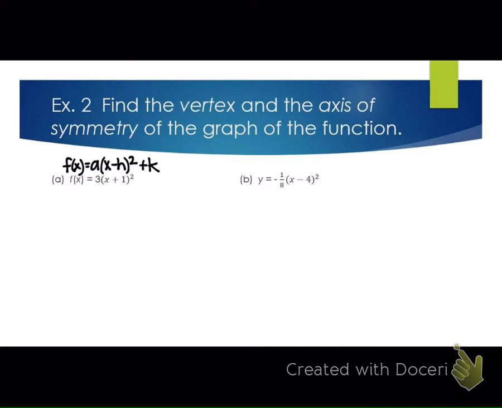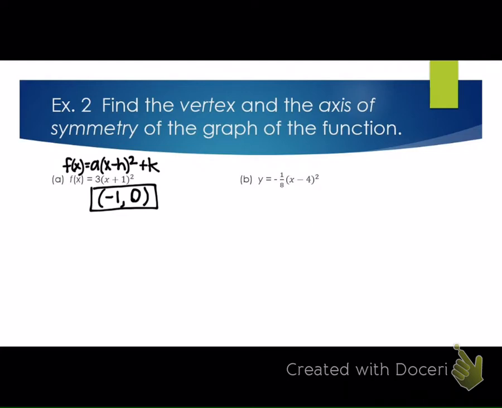Now, what do you see in place of h? 1. However, that is plus 1. So be careful. When you're pulling out the h coordinate, you have to pull out the opposite of what you see. So if we see a plus 1, what is the actual value of h? Negative 1. All right. Now look for k. Do you see any value where k should be? No. So what number represents nothing? 0. So there is a y or a k coordinate. It's just 0. So the vertex of this problem is negative 1, 0.